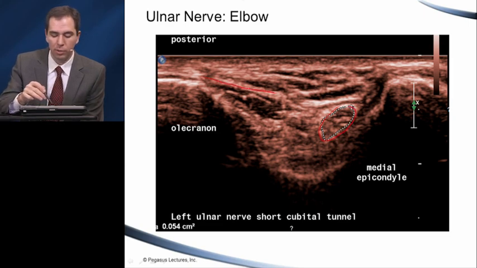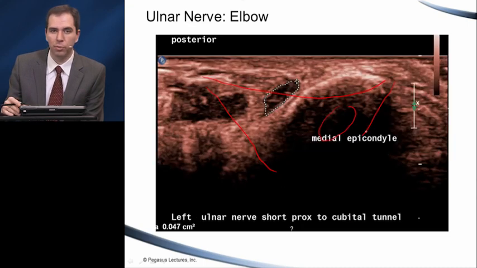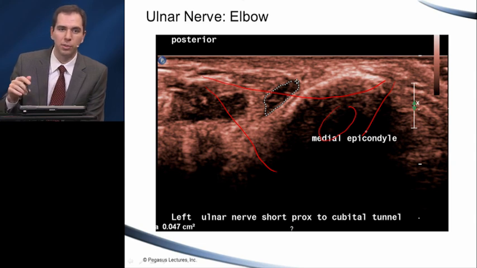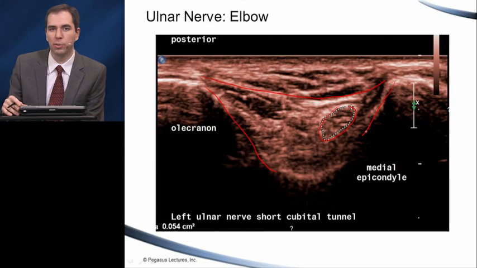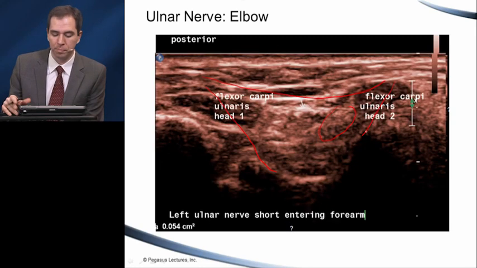Notice the arcuate ligament superficial to the ulnar nerve, and then the boundaries that we described before, the olecranon and the medial epicondyle. So that's how you know that you're in the cubital tunnel. In this case, there's no difference in the size between the ulnar nerve on this slide, 0.05 square centimeters, and the ulnar nerve on this slide at the medial epicondyle. So this is a normal ulnar nerve.